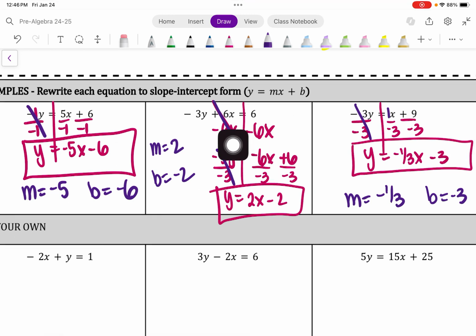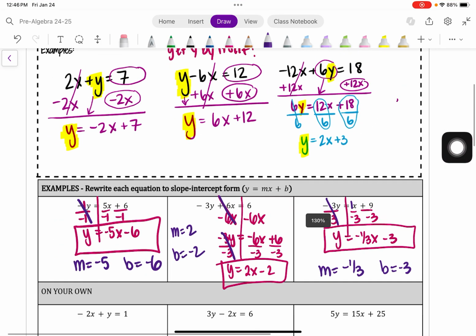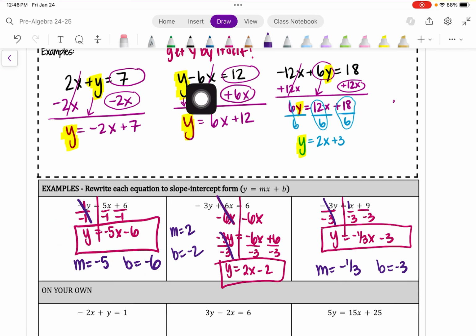Just to reiterate, whenever x is not on the right side, you're going to move that term over first. That's also what we did right here and right here. We moved the x term over first. They're not alike, so you just rewrite them. Move the x term over first, so same thing.